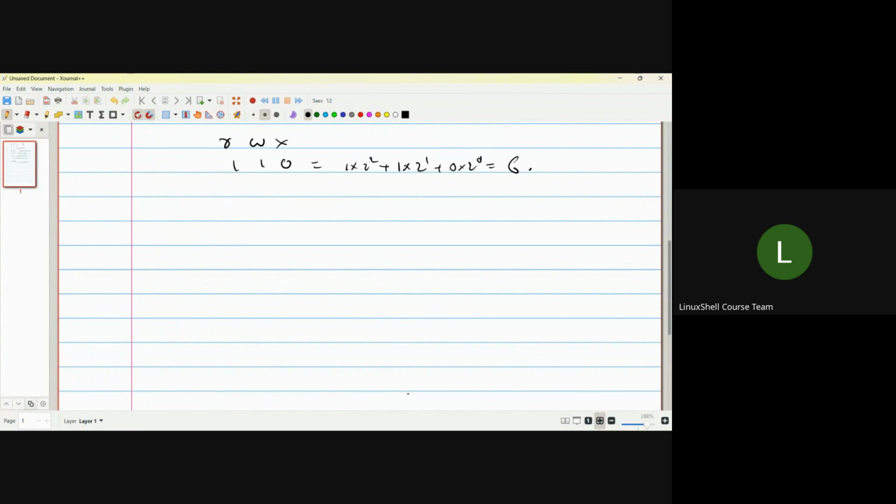Now, can you do where I want to give the read permission and execute permission, but not the write permission? So that is 101. That is equal to 1 into 2 power 2 plus 0 into 2 power 1 plus 1 into 2 power 0. That is equal to 5.